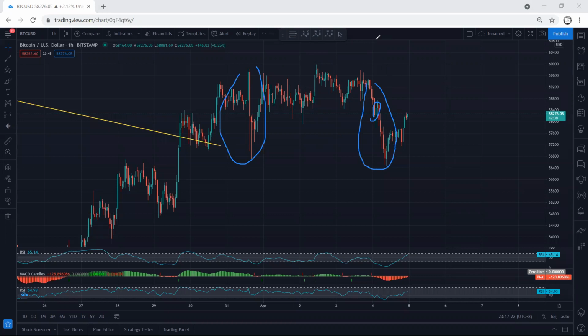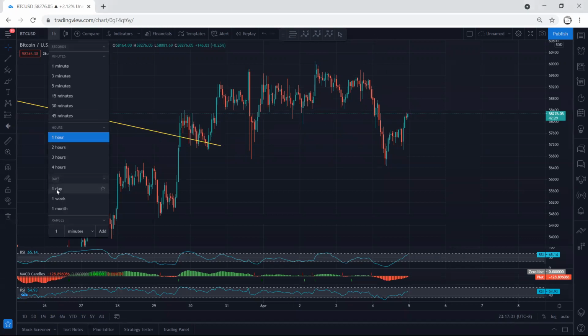Maybe we could refer to the lower time frame, because we mentioned maybe we can look for this flat. Is this the start of the reversal or not? In this case, we move to higher time frame.